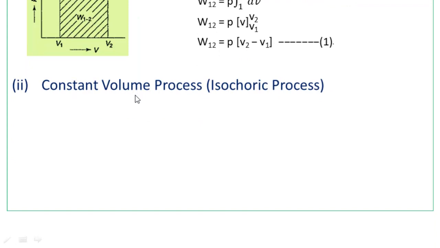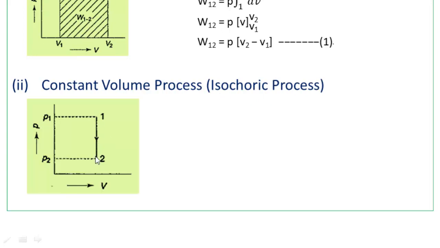Coming to the next process, that is the constant volume process, which is also called the isochoric process. In this process, we are going to have a vertical line. The expansion process is represented by a vertical line. This is the initial state where pressure is P1 and volume is V1. And when this process takes place, pressure is going to get reduced to P2, and the system will reach state 2. The volumes V2 and V1 are the same. At state 1 and state 2 the volumes are the same, while the pressure is going to vary. So this is during a constant volume process.